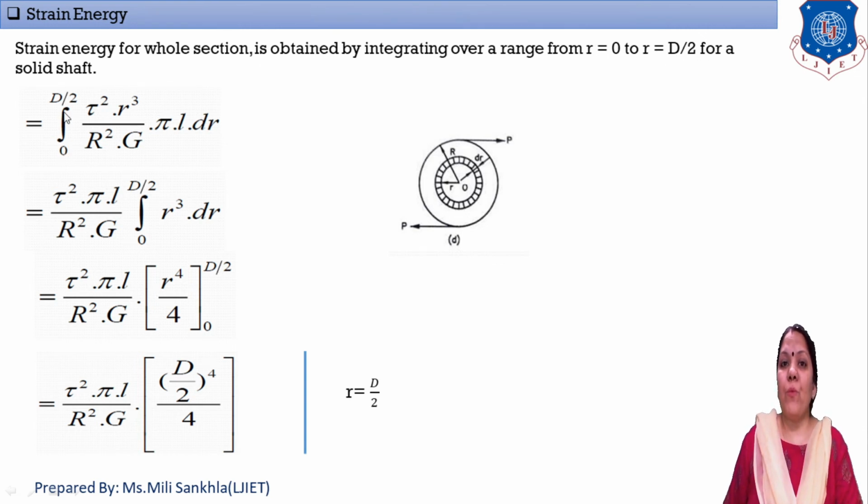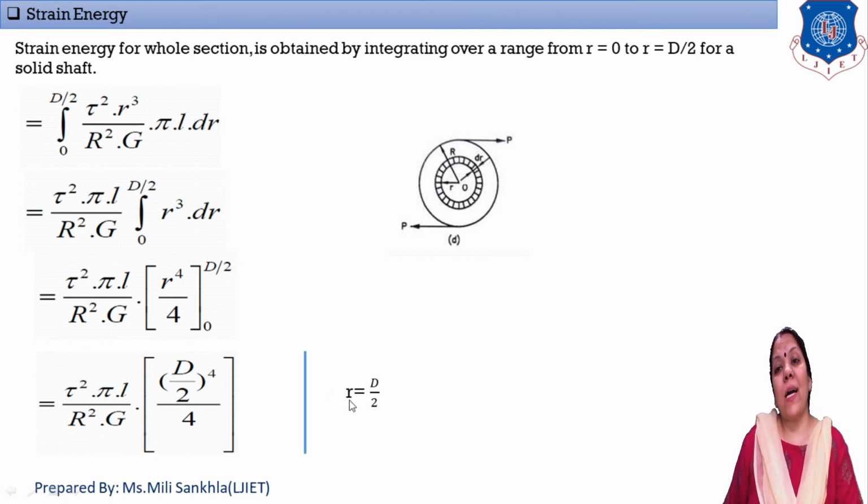Now the limit 0 to D by 2 of τ² r³ divided by R² G, π L, the length of the elementary ring, into dr. Okay, now one by one, the constant terms are separated out: τ², then R² G, then π L, and we integrate the term r³ from 0 to D by 2 with respect to dr. The integration of r³ is r⁴ by 4, with limits 0 to D by 2.